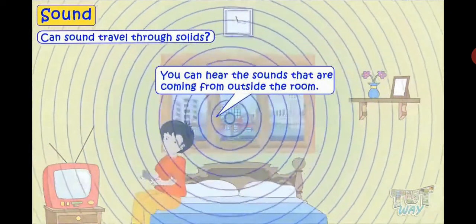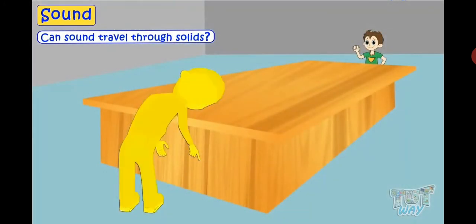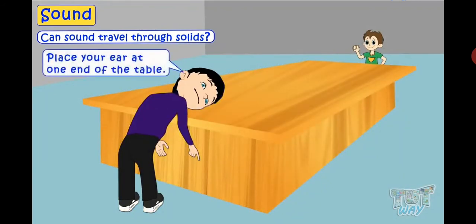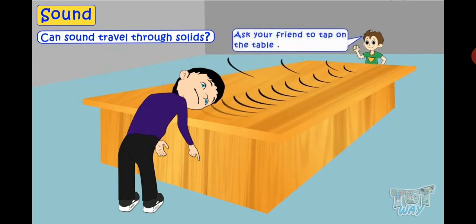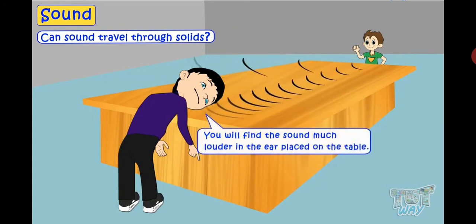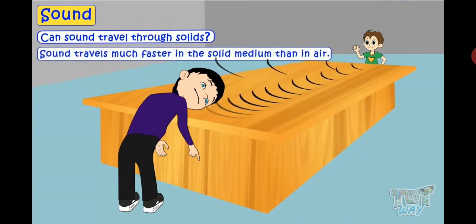Now let's have a look at a simple activity. You can also perform the same. You just need a friend of yours for this activity and a table. Place your ears at one end of the table. That can be wooden or metallic. Now ask your friend to tap on the table with his hands on the other side of the table. You will find the sound much louder in the ear which is placed on the table. It shows that sound travels much faster in the solid medium than in air.